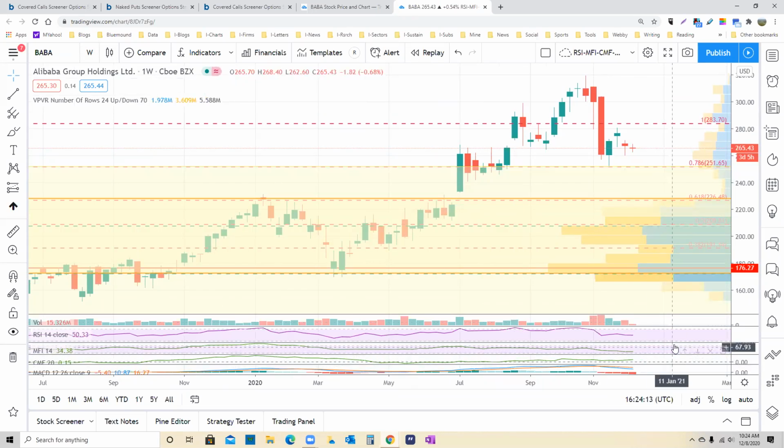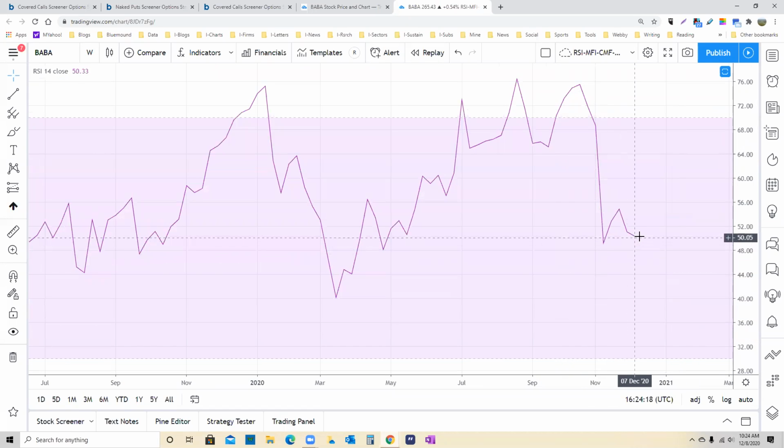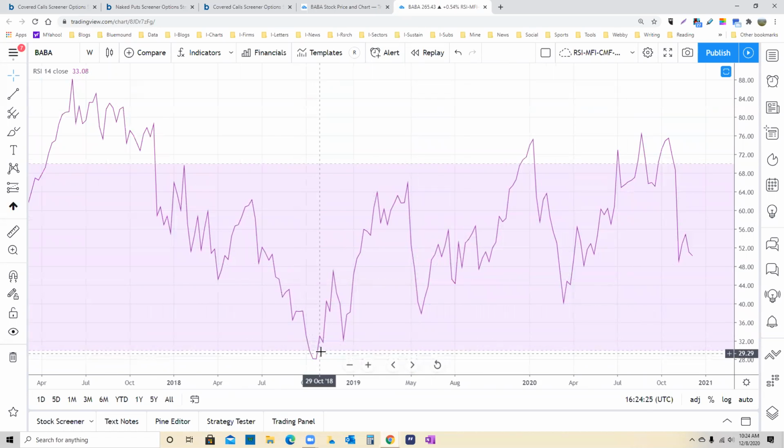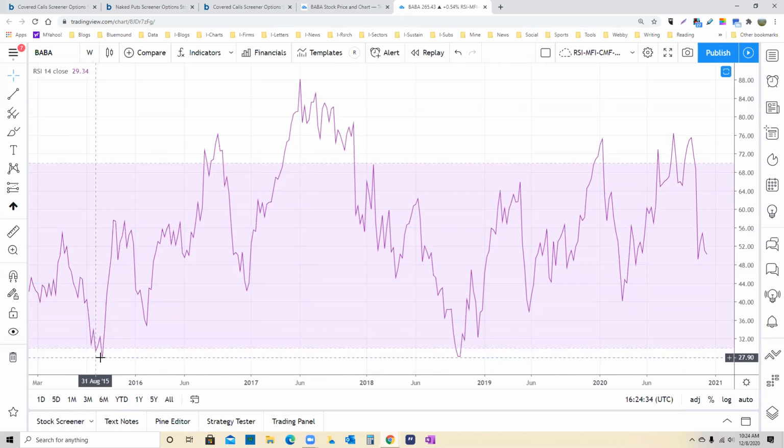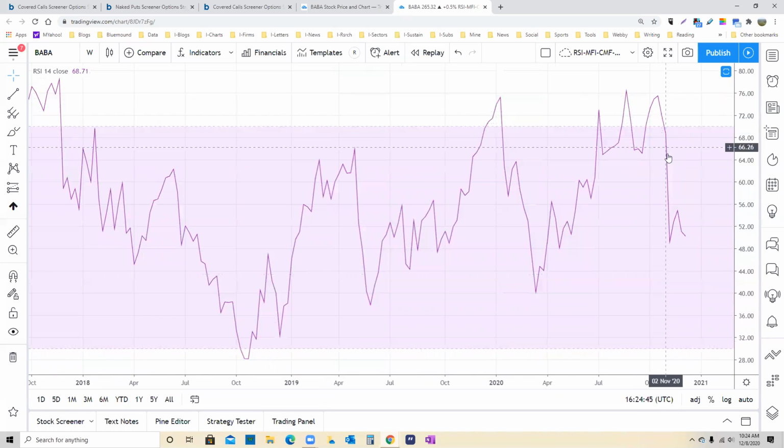But we can see that Alibaba is near the bottom of where it usually gets to. It only got really oversold on the weekly one time recently, and two if you go all the way back to 2015. Otherwise, it's this middle area that you're dealing with. Now, this is pretty far off of a rally. Could it come down into in here? For sure.